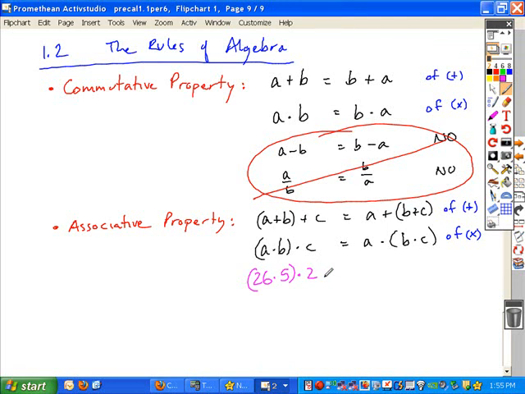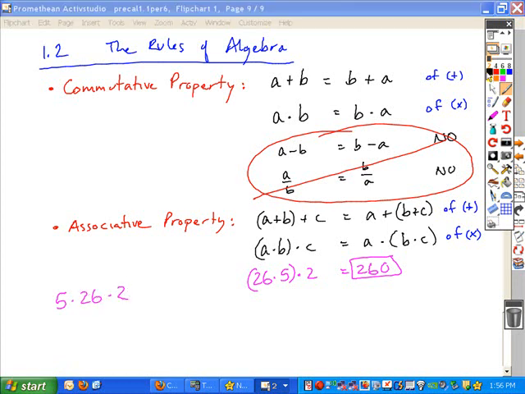What's the product? And you did that by reorganizing them, right? You take the 5 times 2, which is 10, a nice easy number to work with. 10 times 26 gives you 260. So that's the application of the associative property. And where you combine both of them would be if I gave you something like this, 5 times 26 times 2.